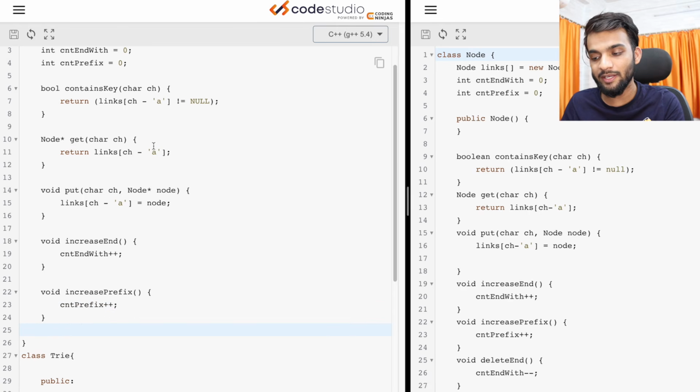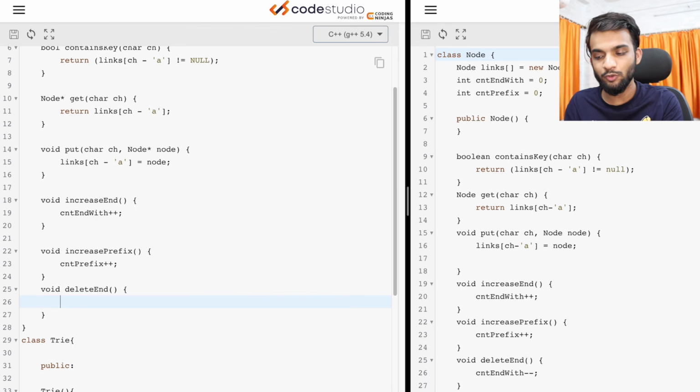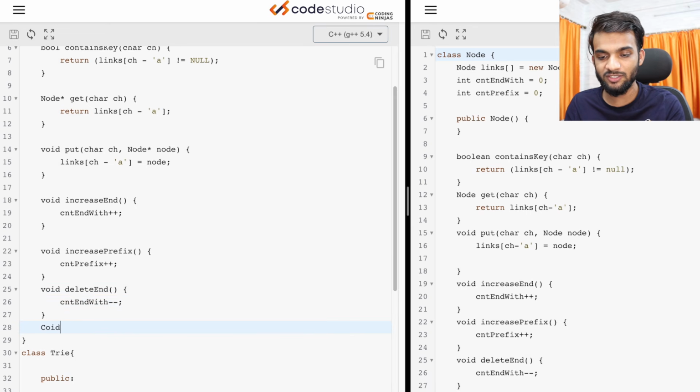What's the other thing that I'll be requiring? I'll be requiring something like delete end. Now this is very simple. When you do the opposite, which is count end with minus minus, and then you require void reduce prefix. It's a similar one. I just added some other functions.